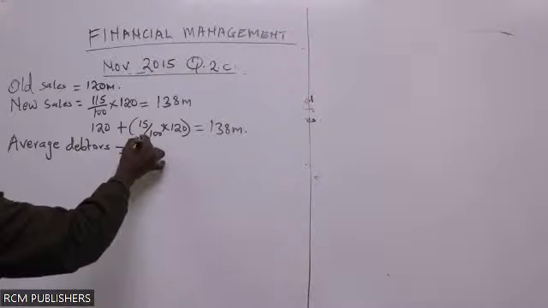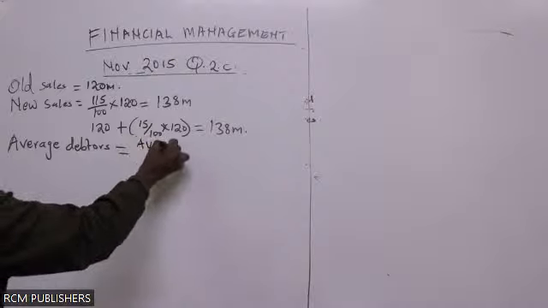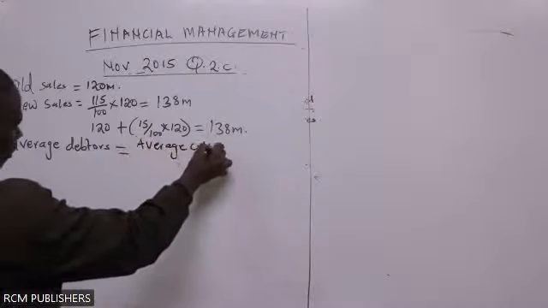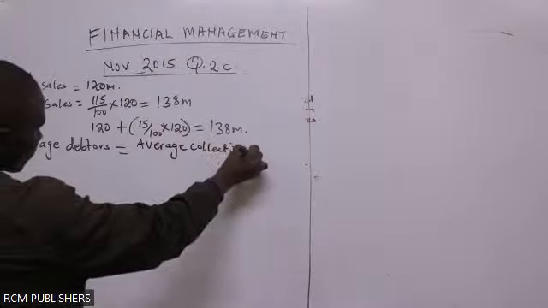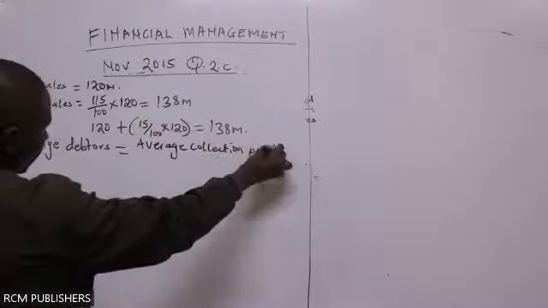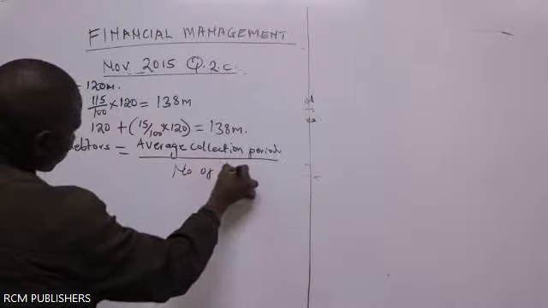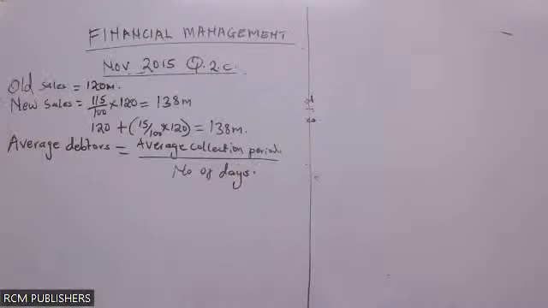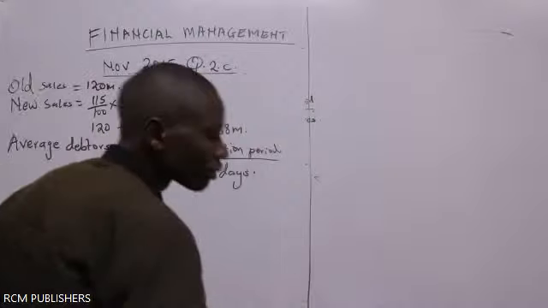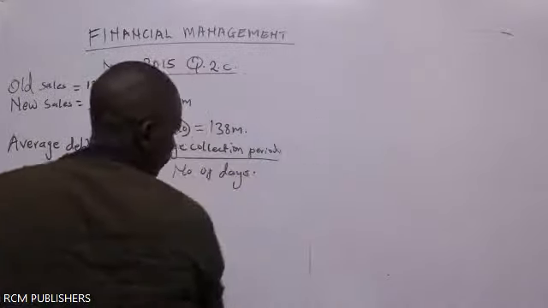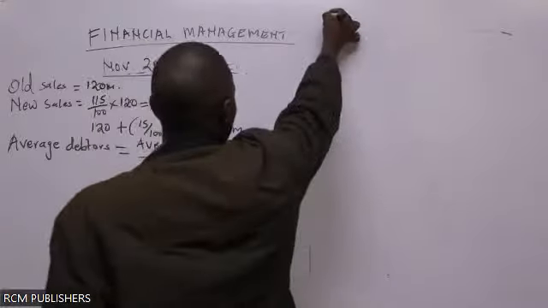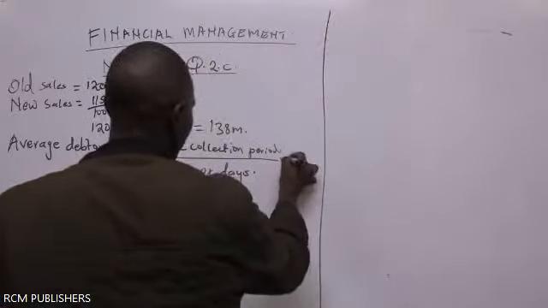It is average correction period over number of days. I don't know if we have been given the correction period here. So the correction period of debtors times credit sale.